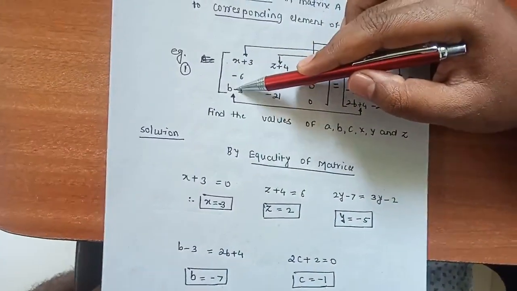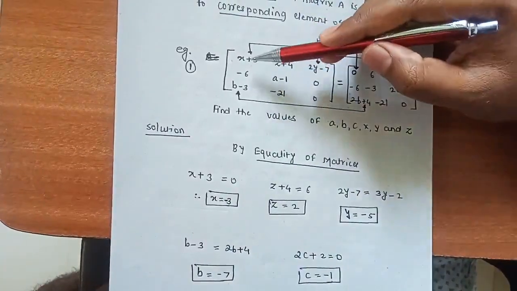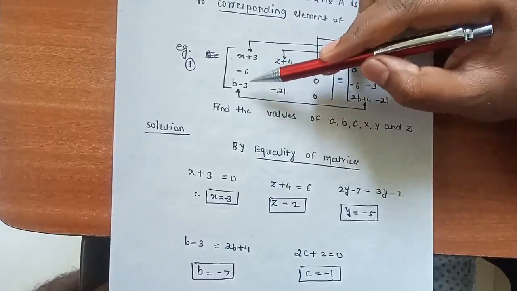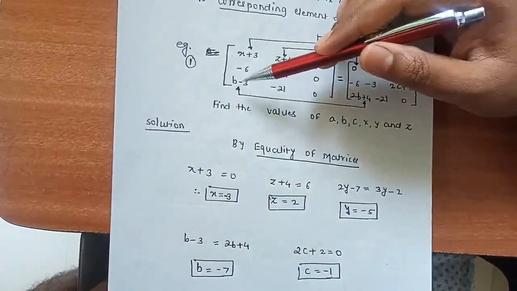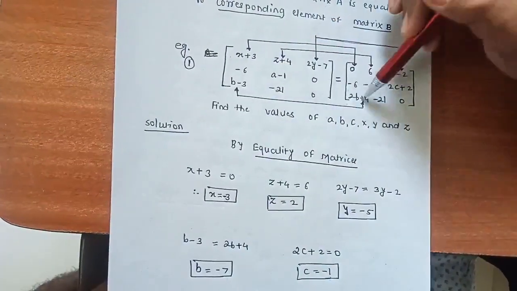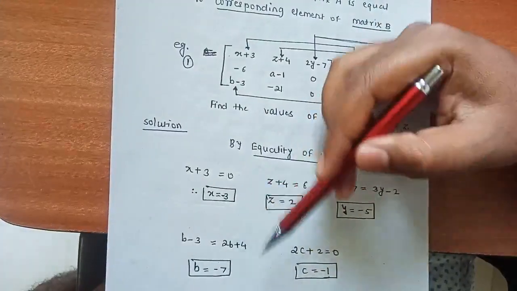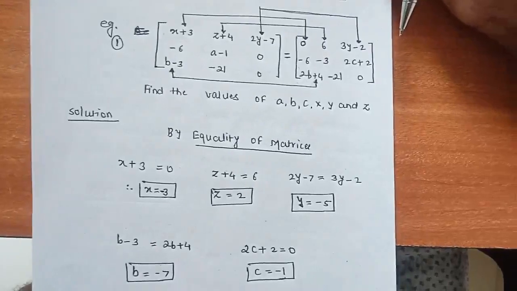Similarly, the position of b minus 3 is a31. That means this b minus 3 lies in the third row and the first column. So here the position of this and this, we can equate it. So b minus 3 is equal to 2b plus 4. So by equating again and interchanging, we get b is equal to minus 7.